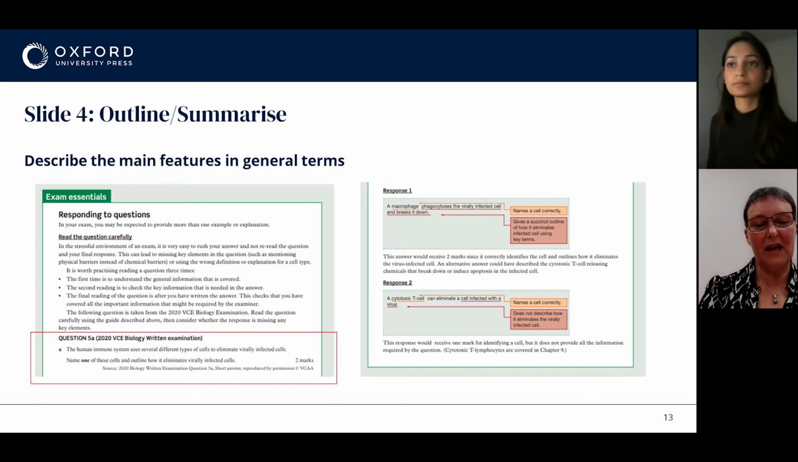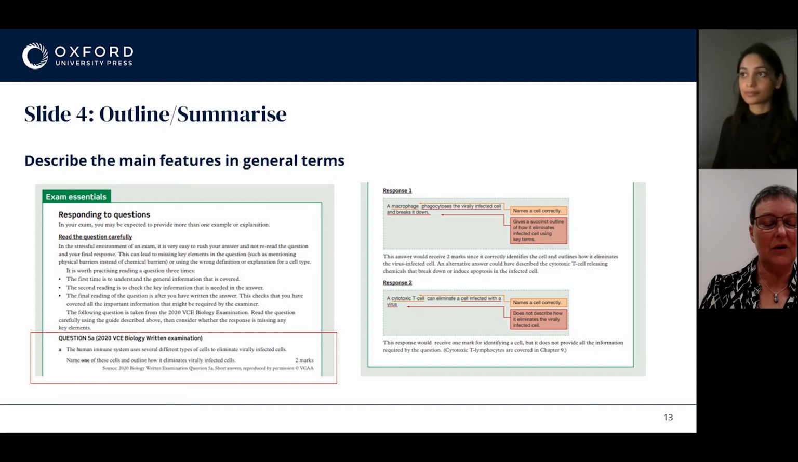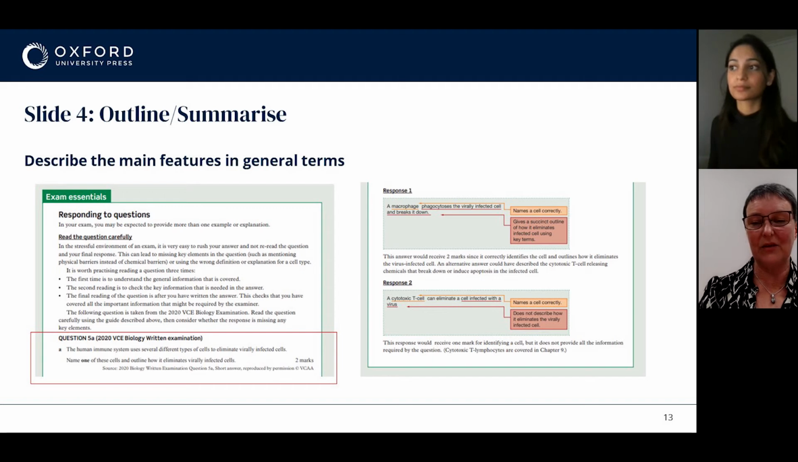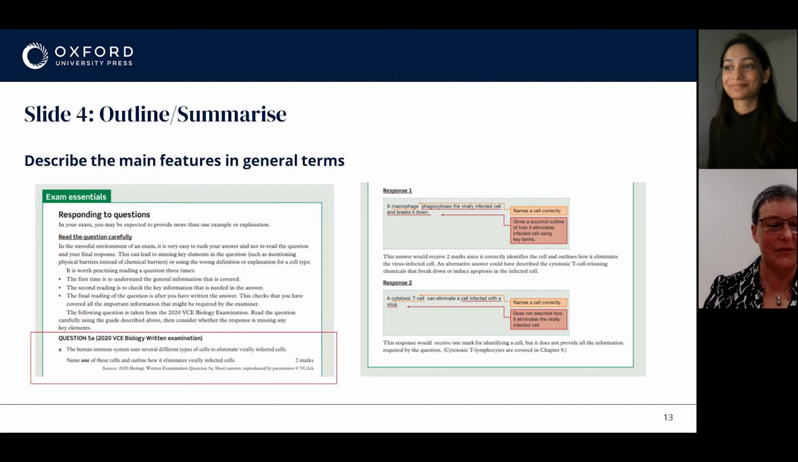So one of the easiest ones to have is to outline or summarise. So outline or summarise means to break it down to the key features that students need to do. So I was looking at how we can do it, and we need to make sure that anything I show on this video includes things we've got permission to show from VCAA. So that's why I've taken the ones from the textbook.